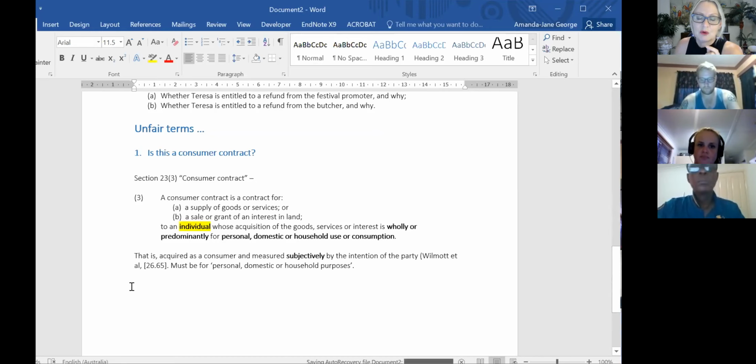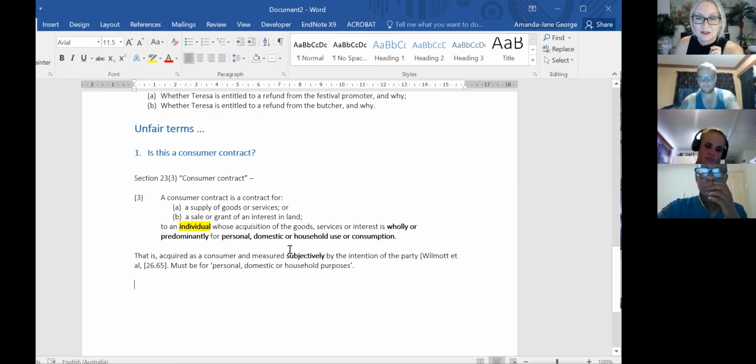Okay, normally a consumer contract will be to an individual. You do have small businesses that are also catered for under the small business component of this regime. Okay? So, generally speaking, a consumer contract will be someone that buys for personal, domestic or household use or consumption.